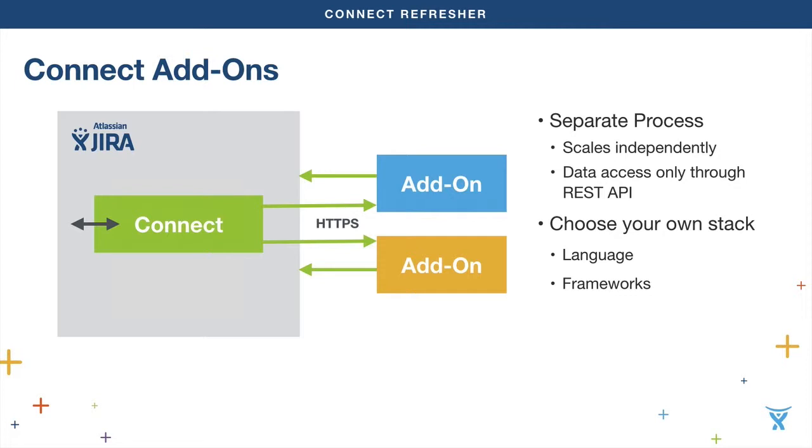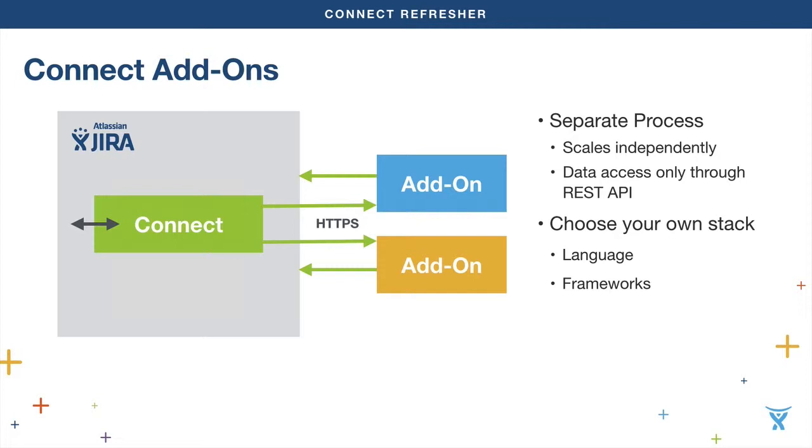So we take that add-on out of the process. It runs as a separate service. You can think of it as a microservice. And the only interaction between the product and the add-on is always through HTTPS. That has a lot of advantages because it is a separate process. You can scale it independently. You don't have to scale the entire JIRA instance. So if your add-on is performing very long-running operations, that can be handled very well outside of JIRA.